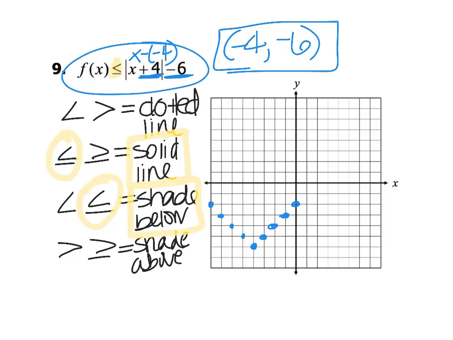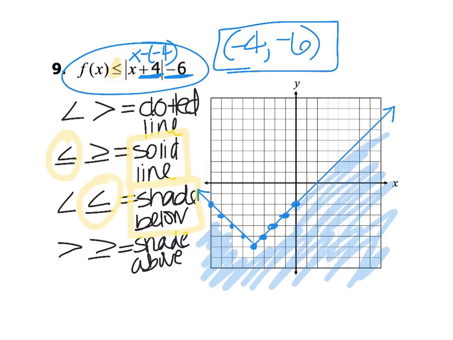So using a ruler, we want to connect our dots using a solid line, and we want to extend it as far as it can go. And then on this side, we want to extend it as far as we can go until it goes off the graph. Make sure you draw your arrows so that we know it's going forever in both directions. And then we want to shade below the graph, so we're going to shade down here, below our graph. All right, and then we're done.